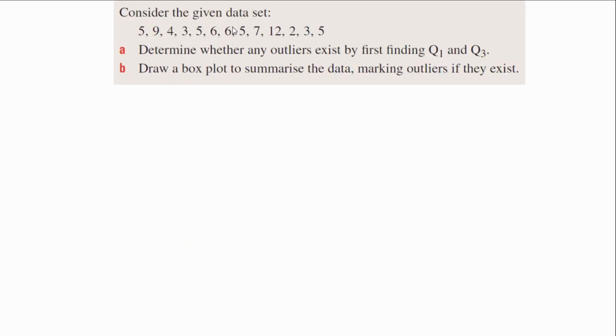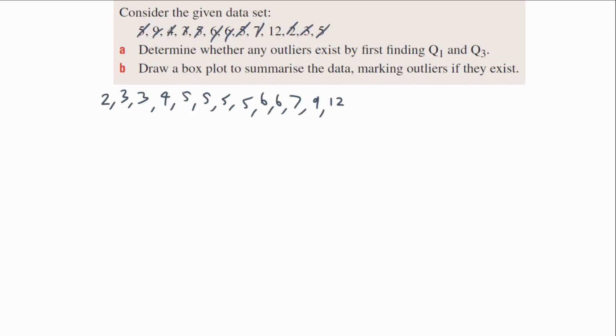Consider the given data set, determine whether any outliers exist by first finding Q1 and Q3. So it tells us the first step, we need to find out Q1 and Q3 first. Let's have a go at doing that. The first thing we need to do is order them from lowest to highest. I'll just do that here. And that's what you would get once you have ordered it correctly.